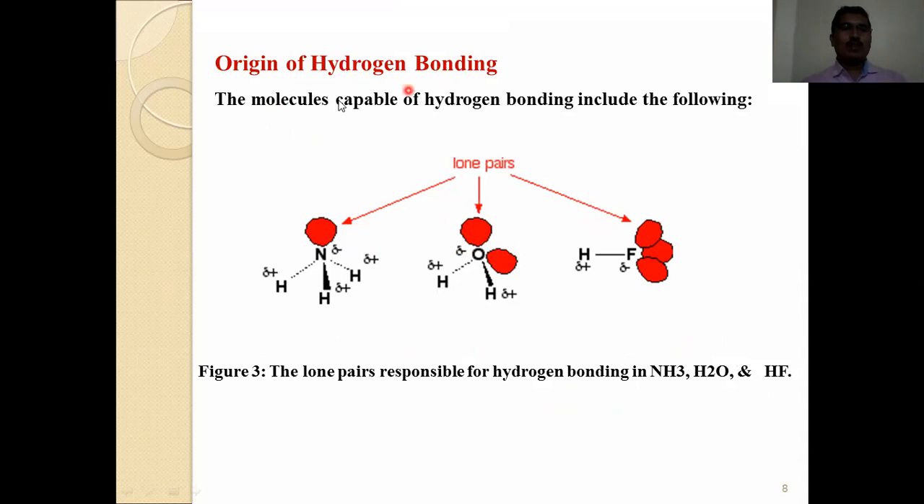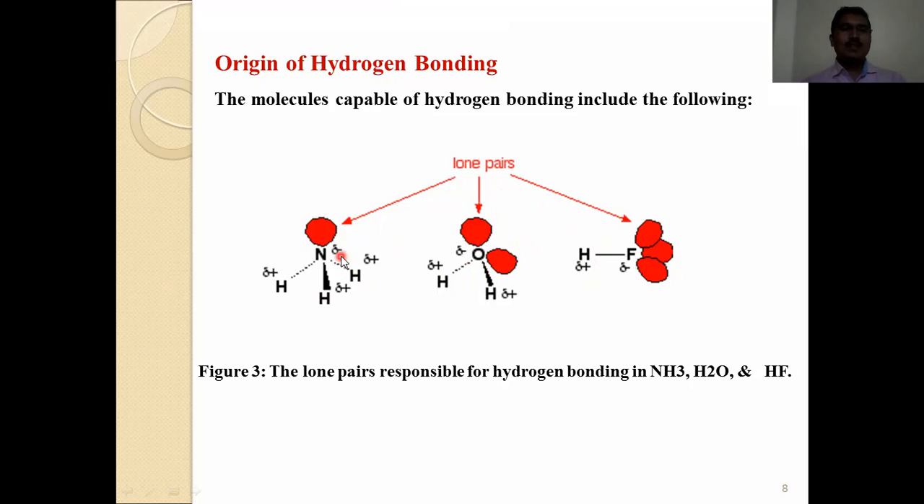Origin of the hydrogen bonding. The molecules capable of hydrogen bonding include the following. Here there are three different examples: first ammonia, second water, third hydrogen fluoride. Here the red color circles indicate that these are the lone pairs. On the ammonia, nitrogen has one lone pair. In the water, there are two lone pairs, and in hydrogen fluoride, there are three lone pairs.